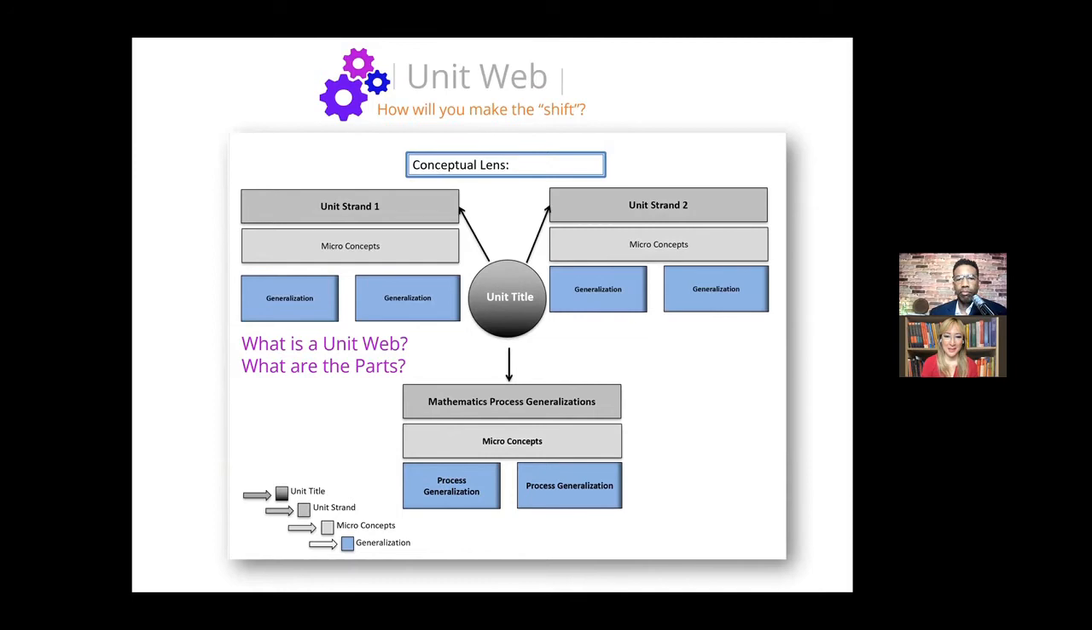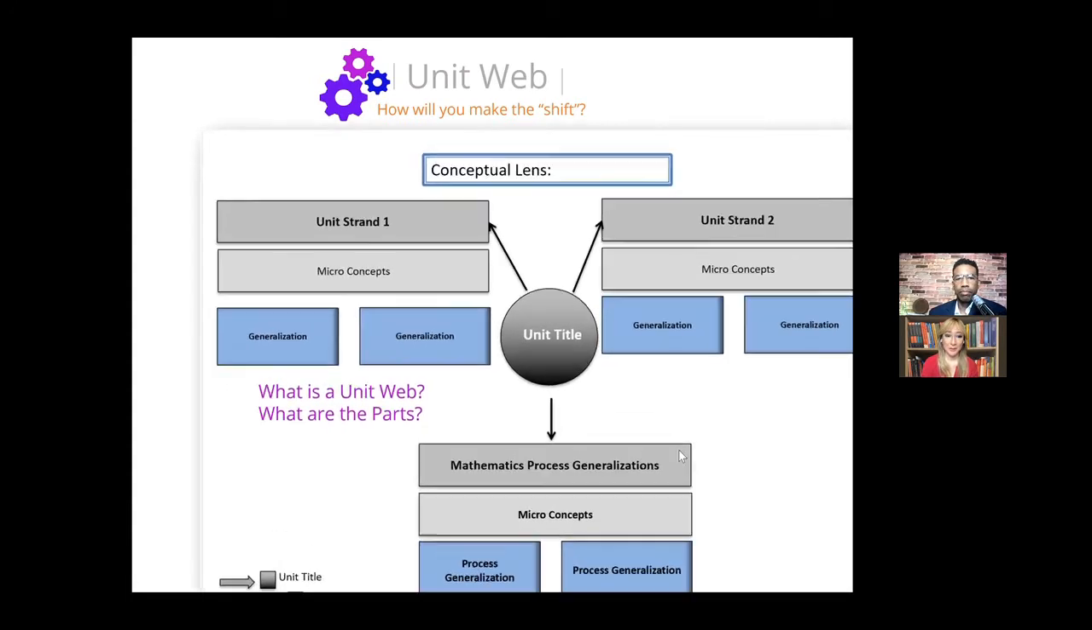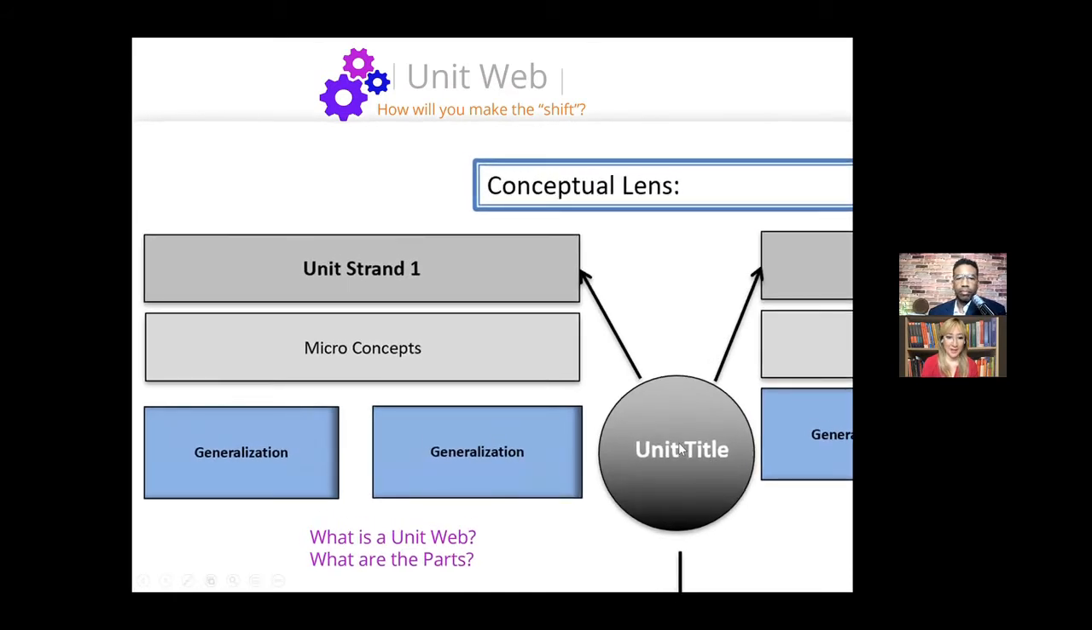So you can see here that this is a web, which is a bird's eye view, an overview of the entire unit. And when we look at a web, we should be able to see the generalizations, the micro concepts, and then the category, or what we call the unit strand, which is, I think, a group of generalizations that you would actually teach together. So this unit web reflects the order that you would teach different concepts. So you may be teaching unit strand 1 first, then go on to unit strand 2.